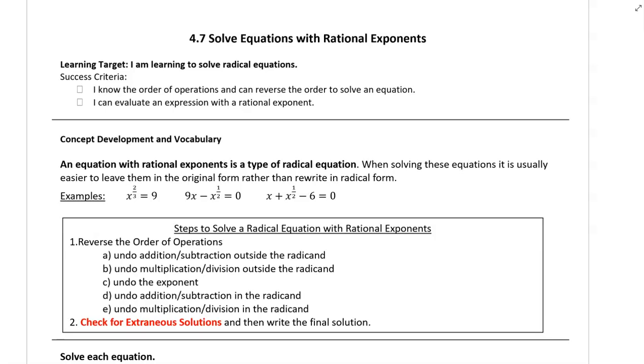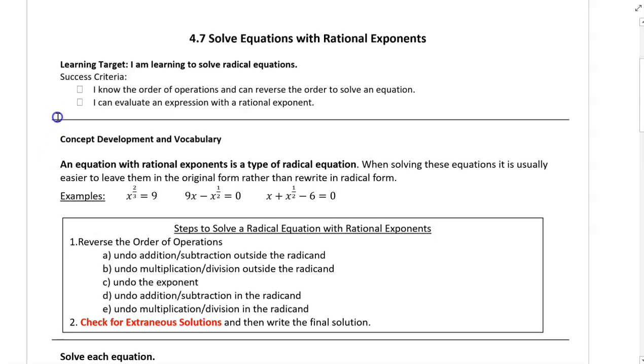Our learning target is to solve radical equations, and our success criteria is knowing the order of operations and can reverse the order of operations to solve an equation, as well as evaluate an expression with a rational exponent. Some concept development in vocabulary.